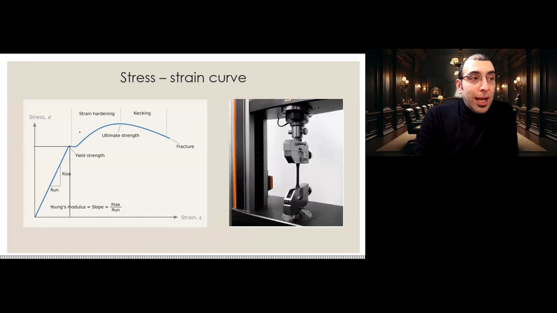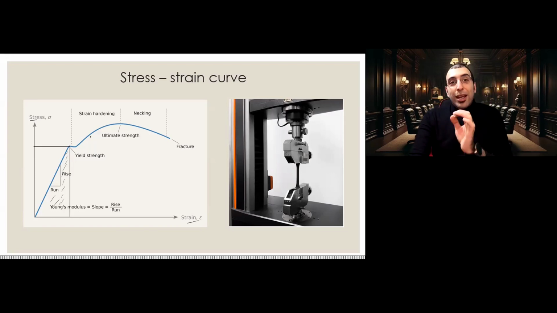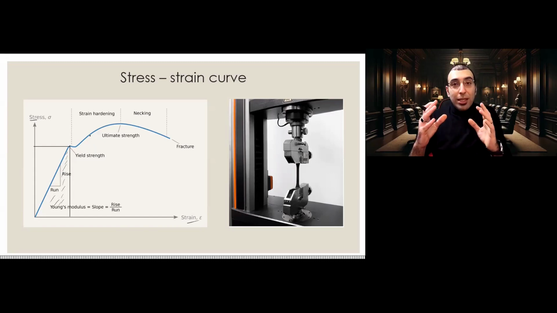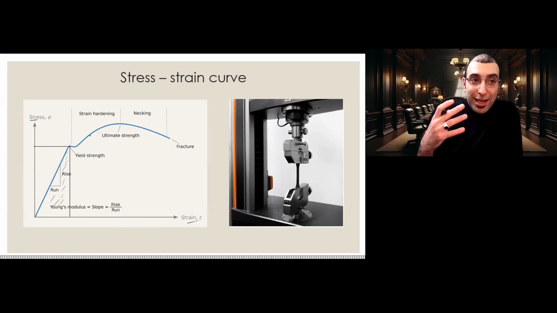So if you remember elastic deformation, in the elastic region, we had a linear relationship between stress here and strain here. That was all our linear relationship. And this triangle is the region for elastic deformation. Plastic deformation starts where elastic deformation ends. So when this linear relationship between stress and strain breaks down, then that's the beginning of plastic deformation.